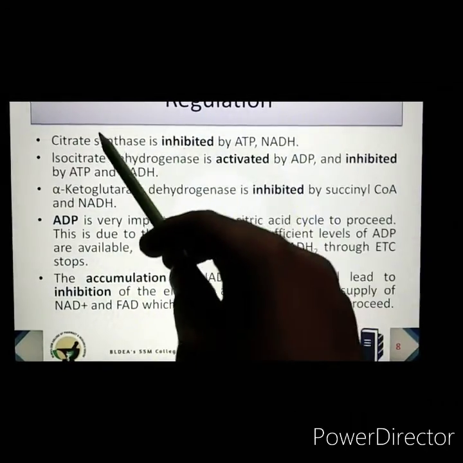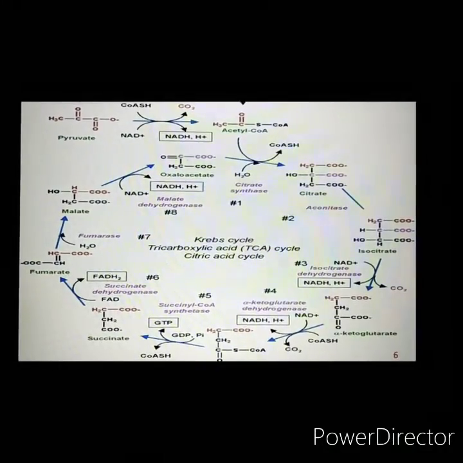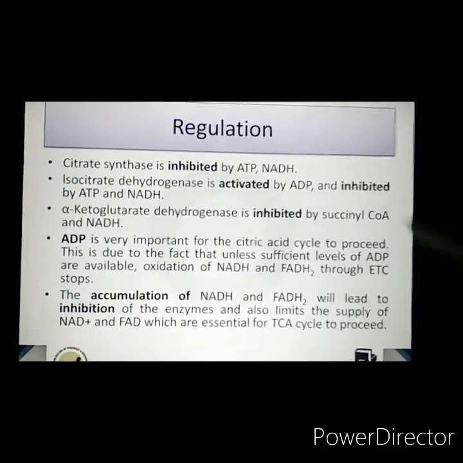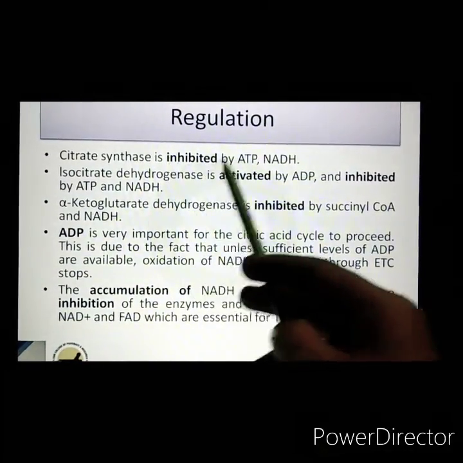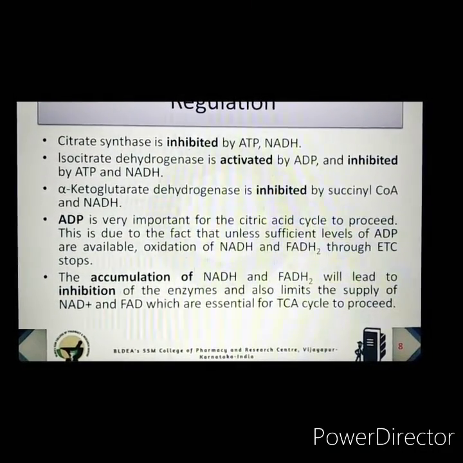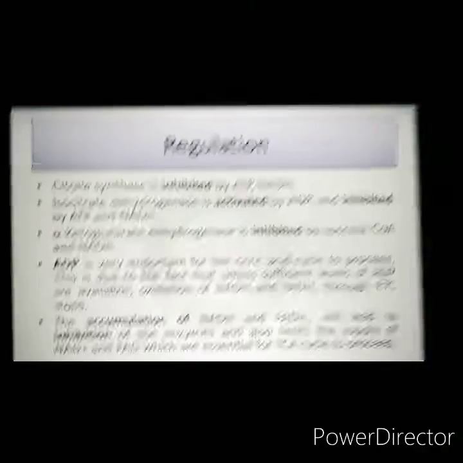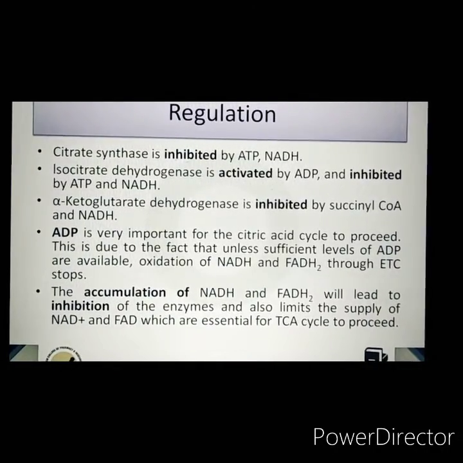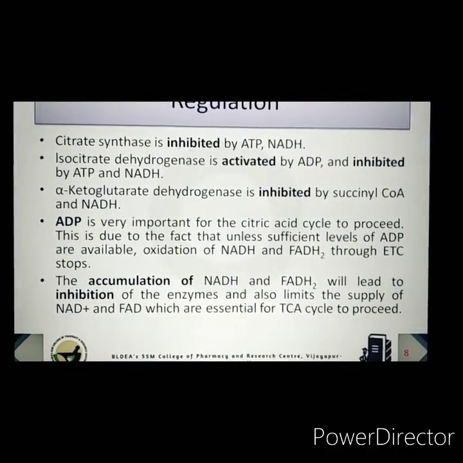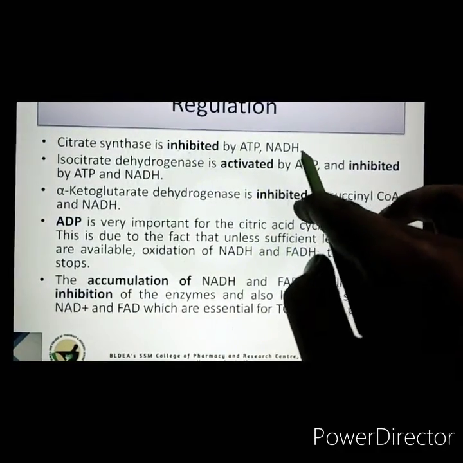The very first enzyme is citrate synthase. You can see in this first step, citrate synthase catalyzes the synthesis of citrate from oxaloacetate and acetyl CoA. This citrate synthase is inhibited by ATP and NADH, because if there is a sufficient amount of ATP in the body and sufficient NADH to produce ATP from the electron transport chain, citrate synthase must be inhibited so that further ATP synthesis is stopped. So citrate synthase is inhibited by ATP as well as NADH.